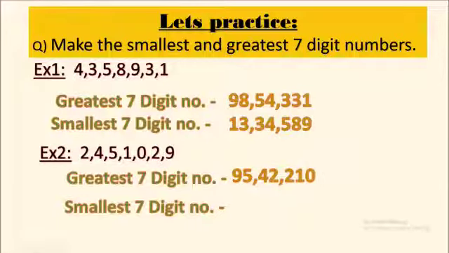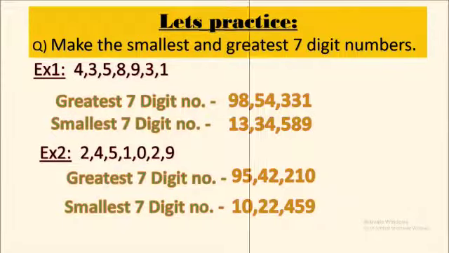95,42,210 is the greatest 7-digit number. And for this, how will we place them? 1 first, then 0, then 2, then again 2, 4, 5 and 9. That will give us 10,22,459. Isn't it easy, my children?